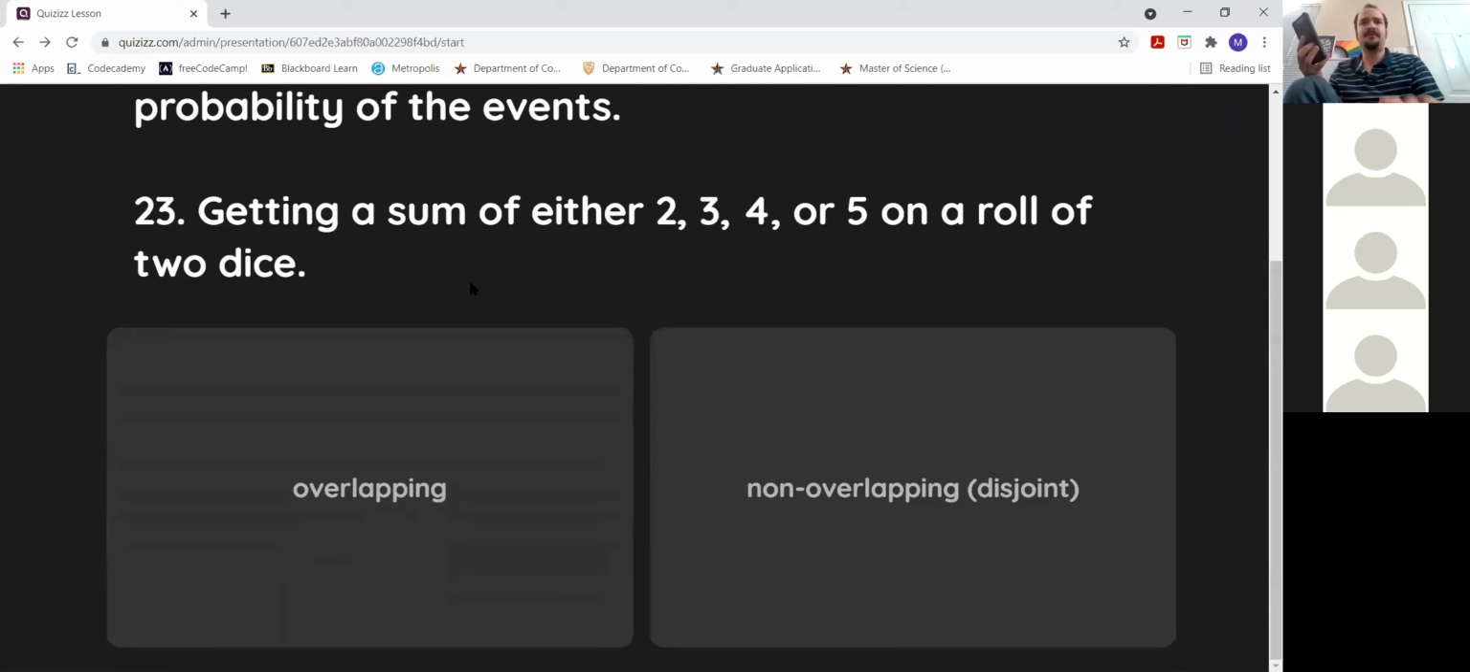If I get a sum of a 2 or a 3, can I get a sum of a 2 and a 3 at the same time? That would be overlapping. Means that they can happen at the same time. Non-overlapping means these are never going to happen at the same time. So this goes back to Venn diagrams even, right?